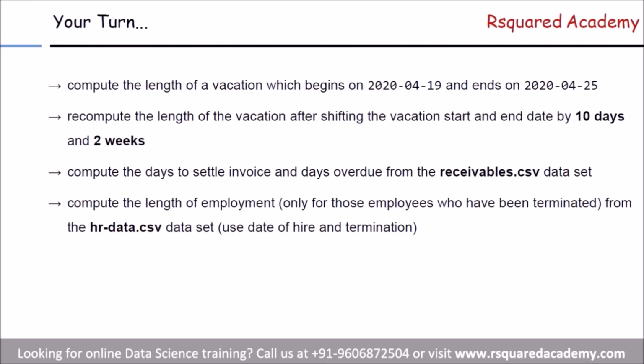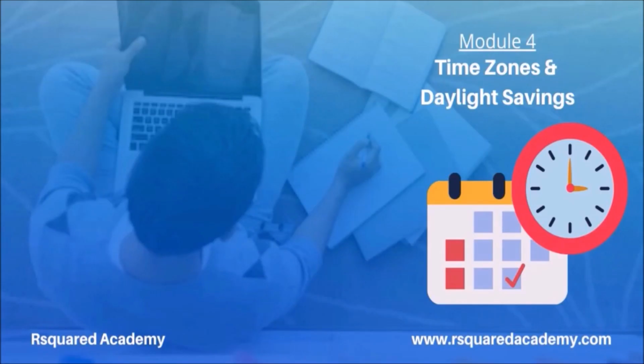In the first two cases, you are creating the date by yourself, and then you are updating or changing them, and doing some basic subtraction there. In the next two cases, you have to read in two different data sets, and then follow what we have done in the case study in this module. So create a new column using the mutate function from the dplyr package, and then subtract the relevant columns from the data set so that you can compute the days to settle invoice or days overdue and the length of employment. Great. Now in the next module, we'll learn about time zones and daylight savings.